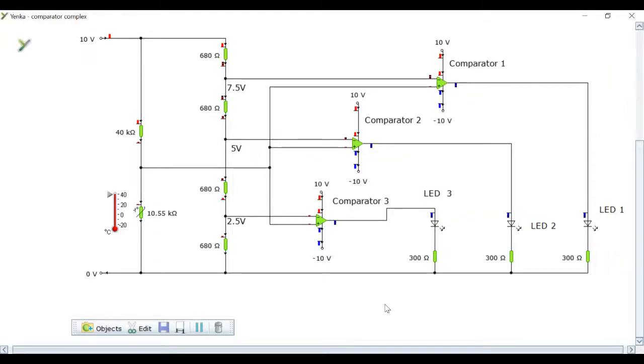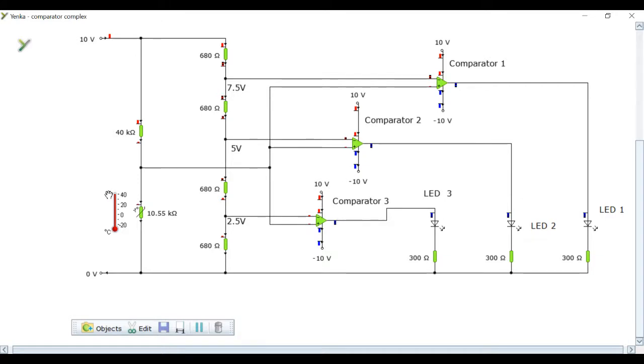This second comparator circuit differs very slightly from the first one in the fact that I've now changed the input from this first voltage divider. It is now being fed into the non-inverting input of the three comparators. The three fixed references, the 2.5, the 5 volts and the 7.5 volts, are now being fed into the inverting inputs. And the function of the comparator has now switched.